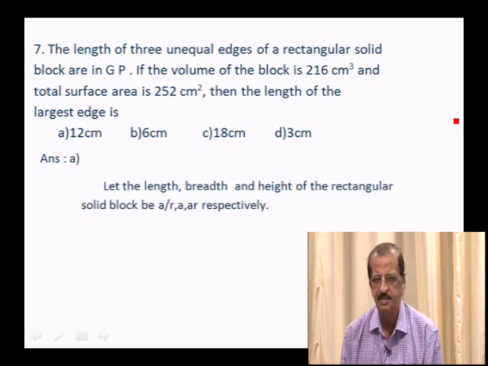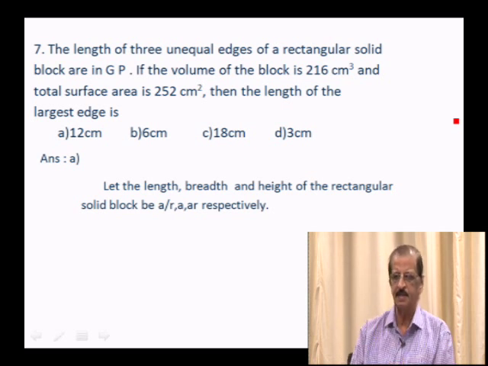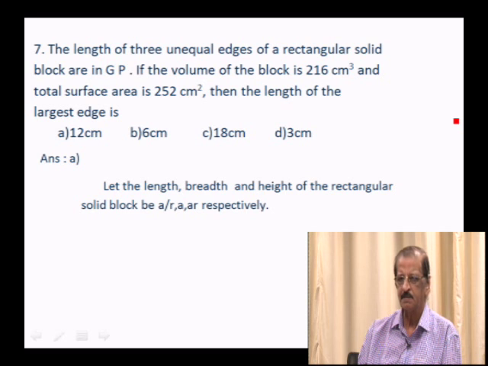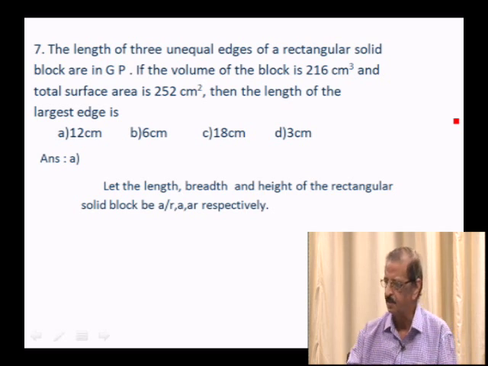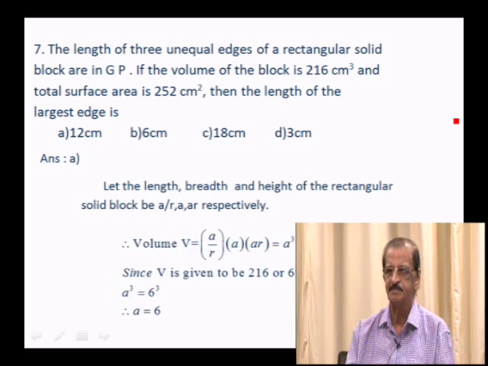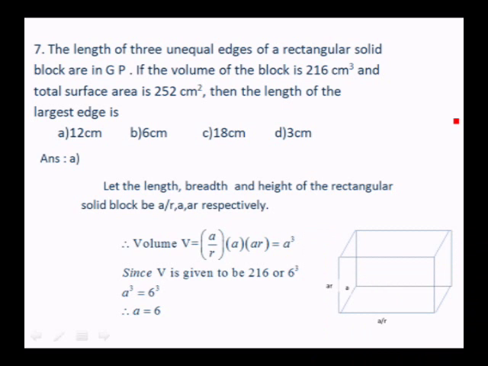Let the length, breadth and height of the rectangular solid block be, so we must keep the length, breadth and height as a/r, a, ar respectively. Now, volume V is length into breadth into height, that is a/r into a into ar, that is equal to a^3. Since V is given to be 216 or 6^3, a^3 is 6^3. Therefore, a is equal to 6.